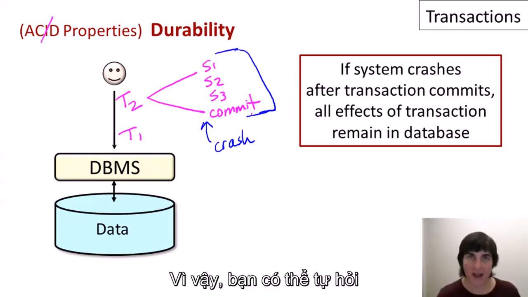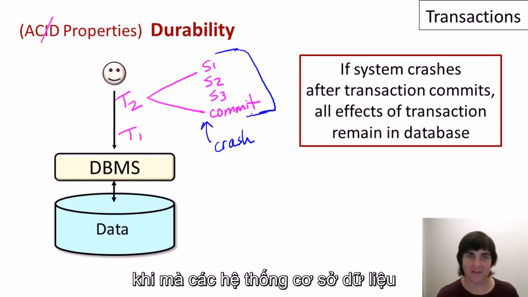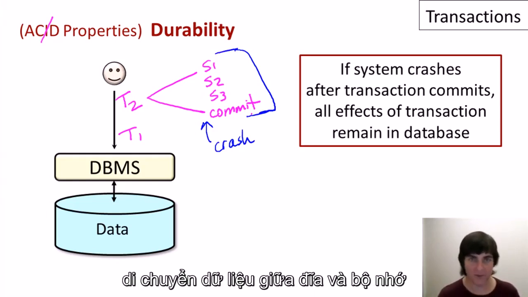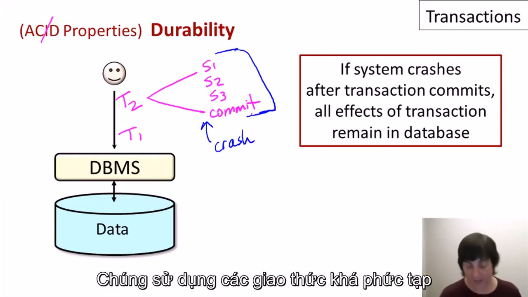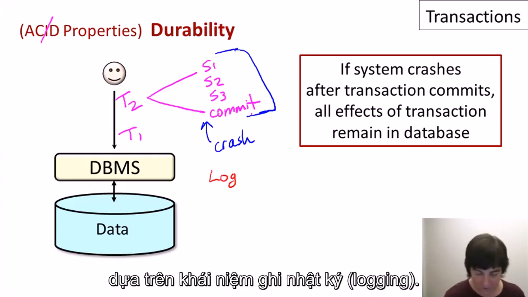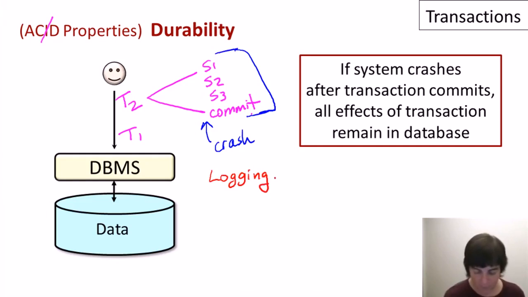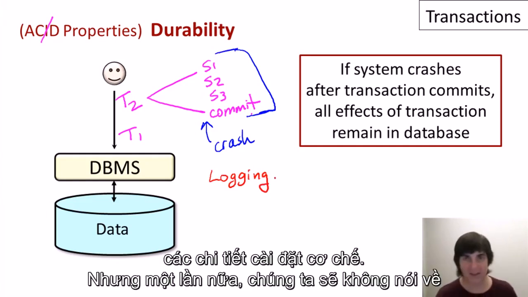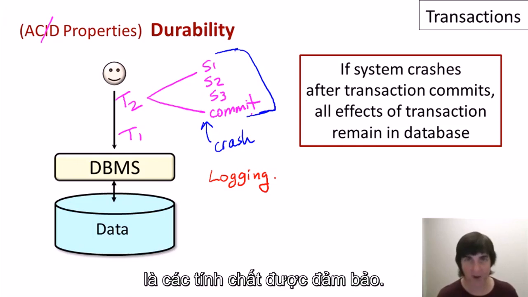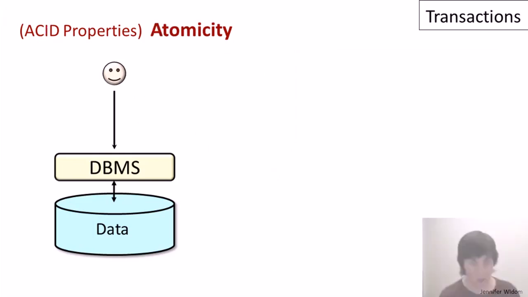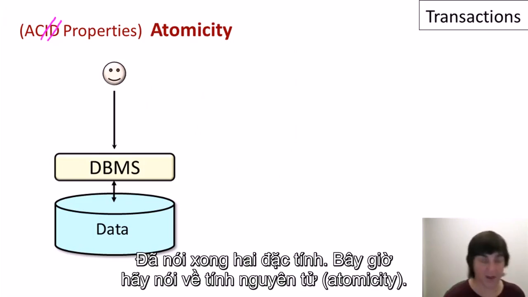So you may be wondering how it's possible to make this guarantee, since database systems move data between disk and memory, and a crash could occur at any time. There are actually fairly complicated protocols that are used, and they're based on the concept of logging. But once again, we're not going to talk about the implementation details. What's important from the user or application perspective is the properties that are guaranteed. 2 properties down. Now let's talk about atomicity.